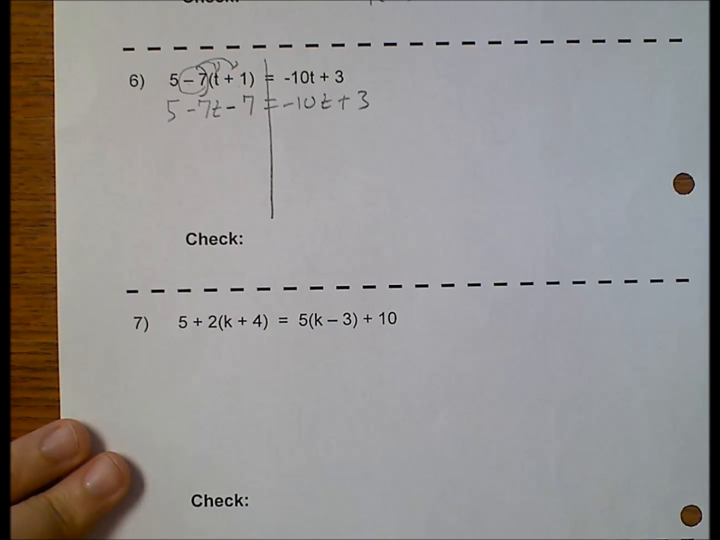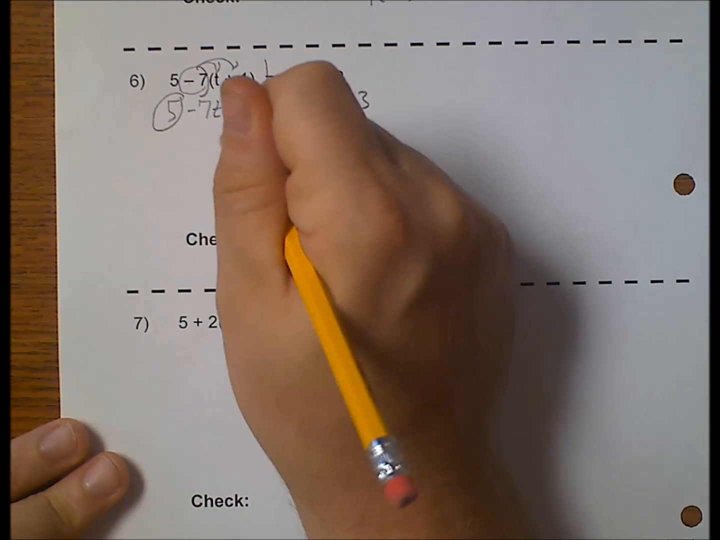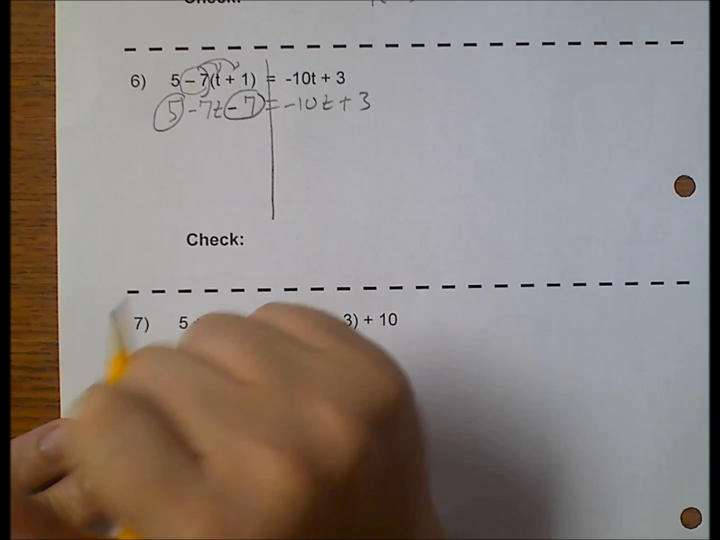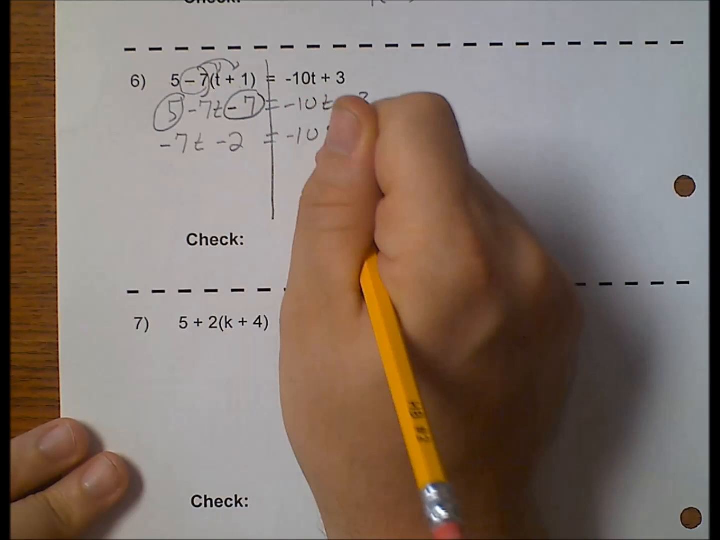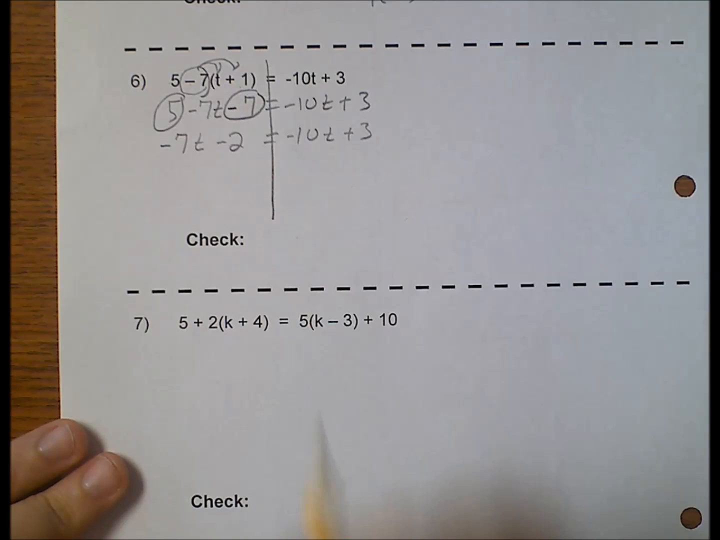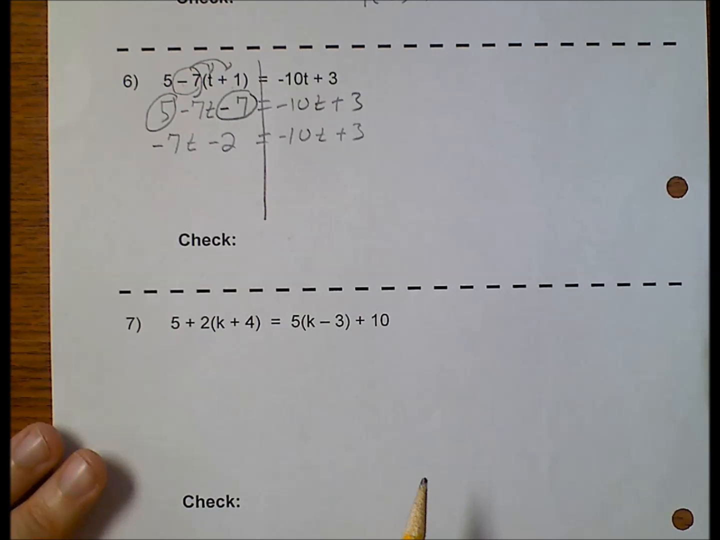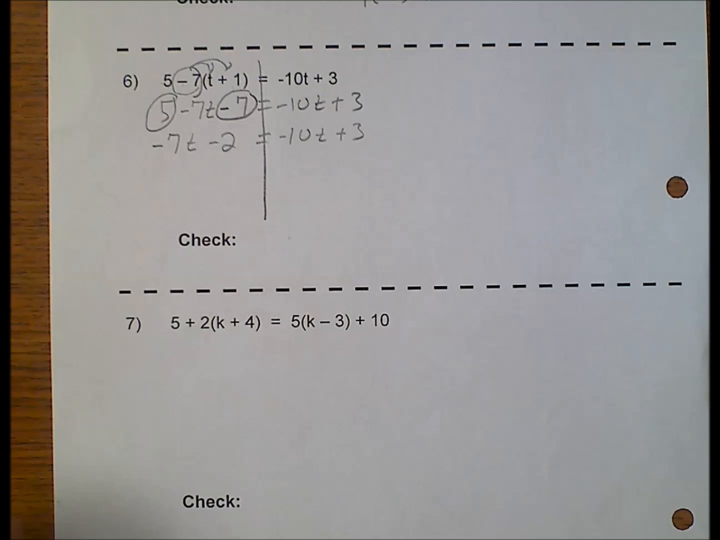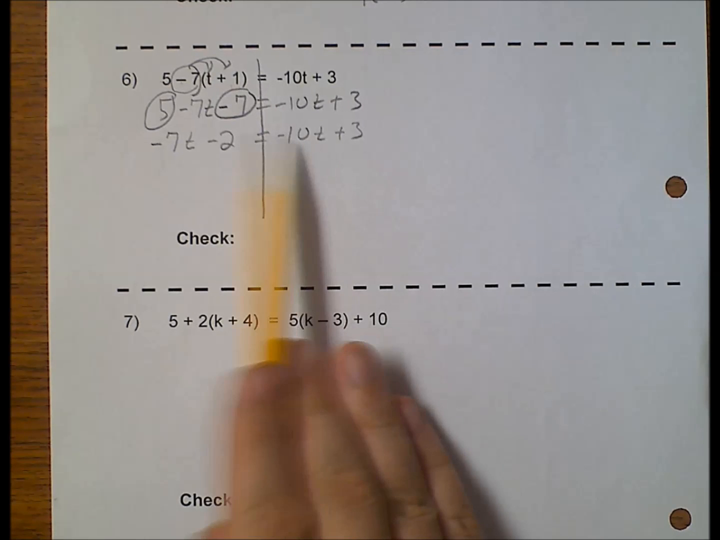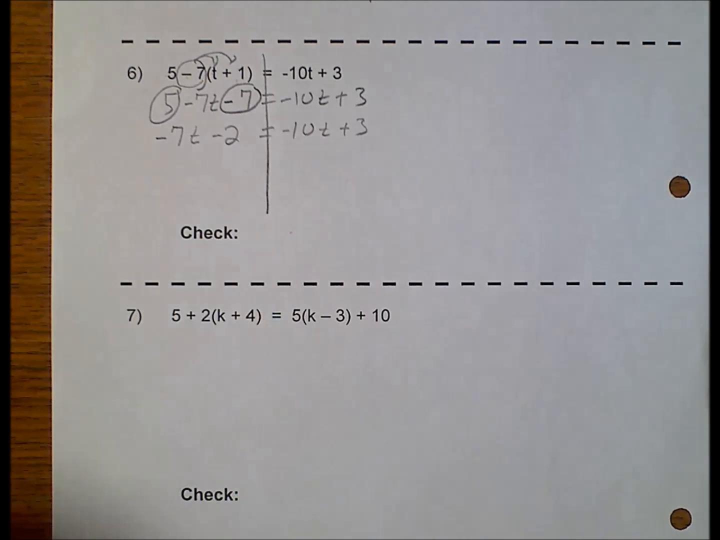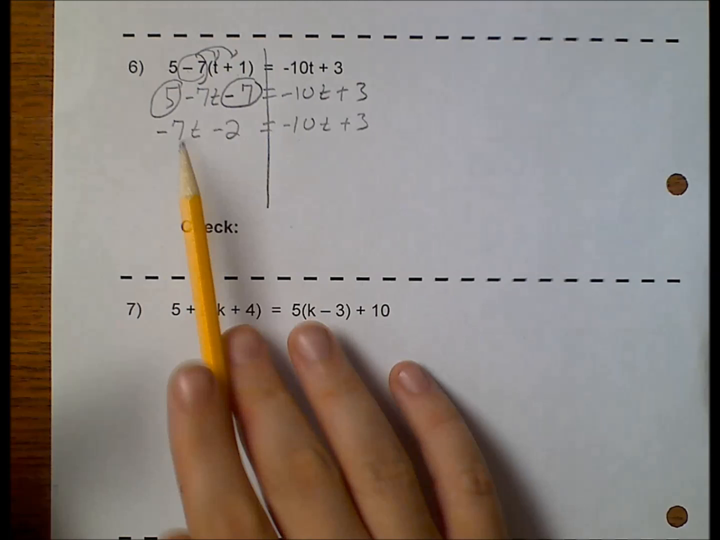And now I have similar terms to combine. I have 5 minus 7. So this gives me a negative 7t minus 2 equals a negative 10t plus 3. And now I have to choose. Do I want to add 7t or do I want to add 10t? Either one is fine. I happen to know that if I add 10 to both sides, I'll wind up with a positive 3. However, I want to give you at least one example where I do it the opposite way. Instead of adding 10, I'm going to add 7 because you know what, that was a smaller number.